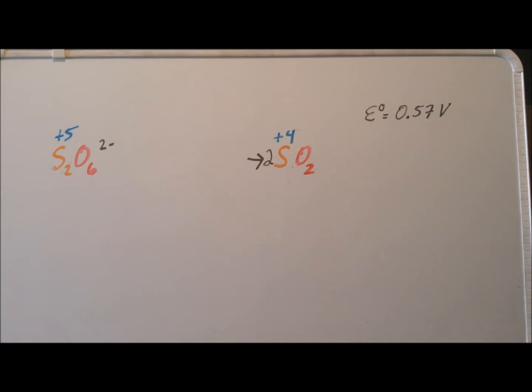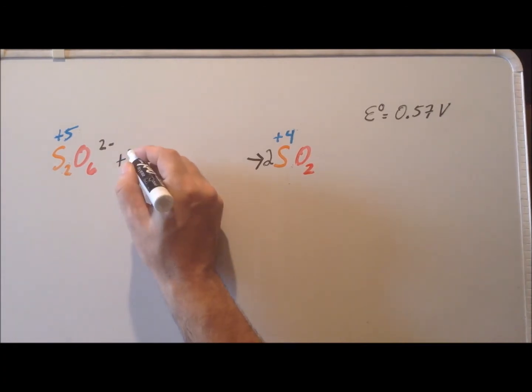We next want to look at the oxidation numbers, and we see that sulfur goes from +5 to +4, so that requires 1 electron for each of the sulfur atoms involved, and there are 2 atoms, so that means that we need 2 electrons to be transferred to achieve this change in oxidation numbers.